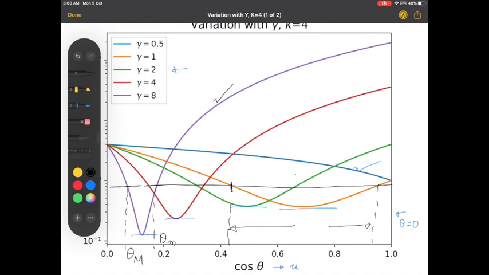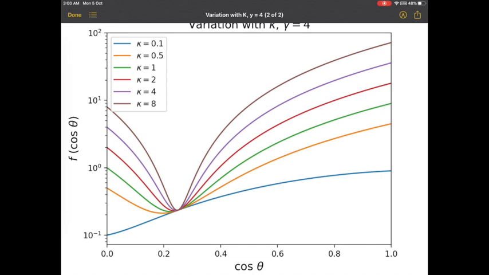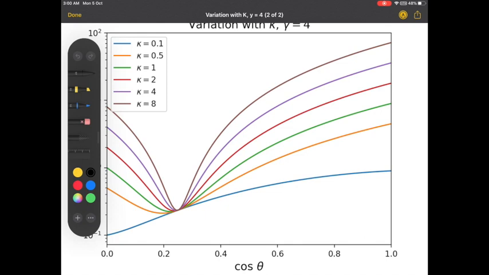Now let us see, here we are looking at what happens if I vary kappa keeping gamma fixed, versus vary gamma keeping kappa fixed. What happens if I do the other way? So what I am doing here is, now I have kept gamma equal to 4 and I am varying kappa. Remember, kappa more means we have more kinetic energy than potential energy. And this is the kinetic energy, 1/10 of the potential energy. And you see, remember that this is theta equals 0 and this is theta equals pi by 2, 90 degrees.